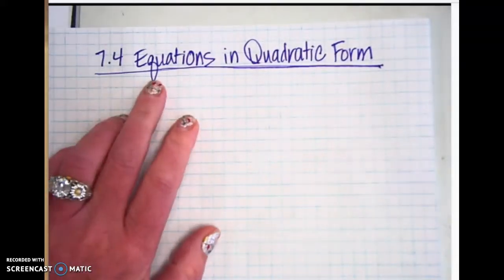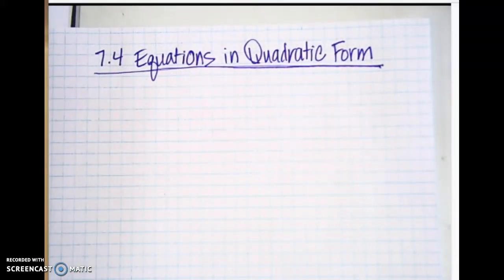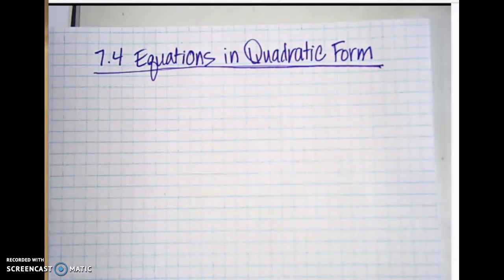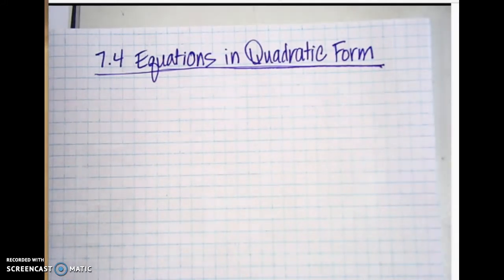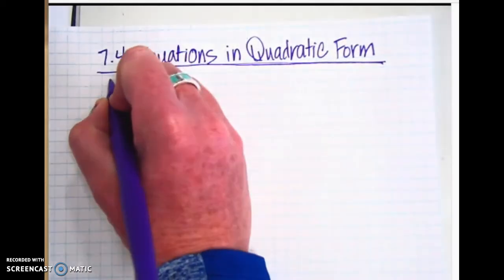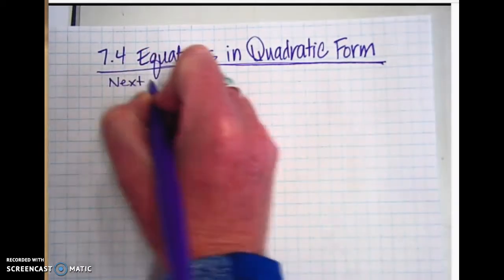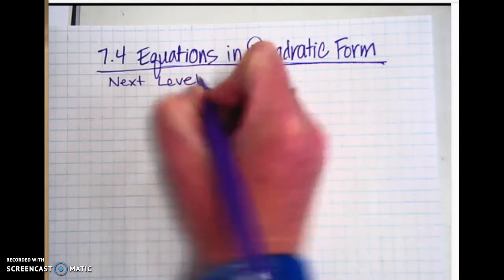Section 4 is called equations in quadratic form. These are very similar to what we did yesterday because you might ultimately need to use the quadratic formula. But these are what we're going to call next level problems. They're a little bit harder.